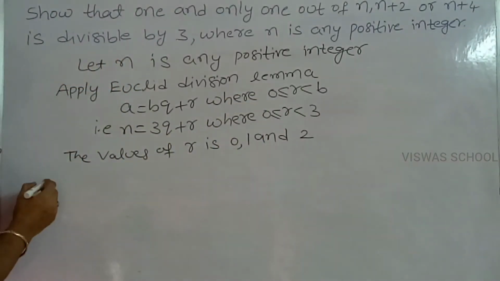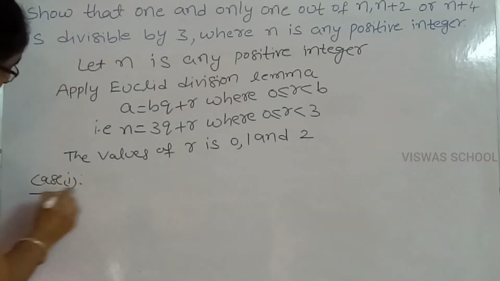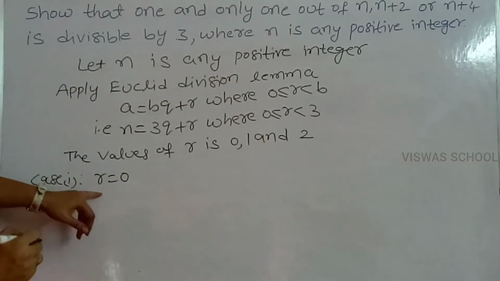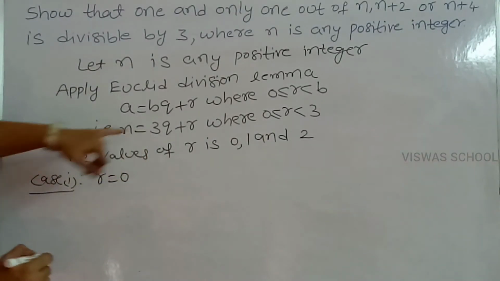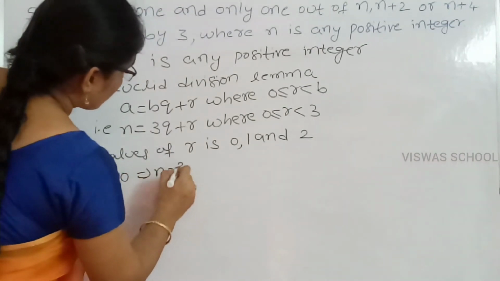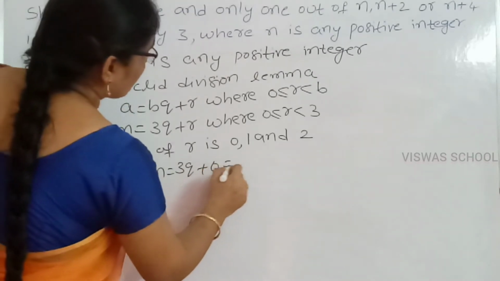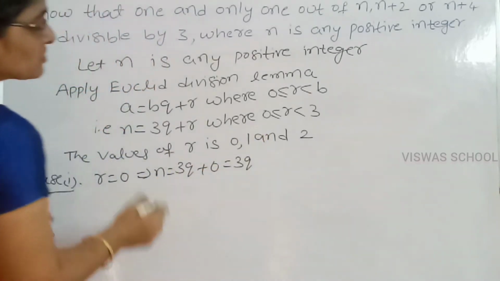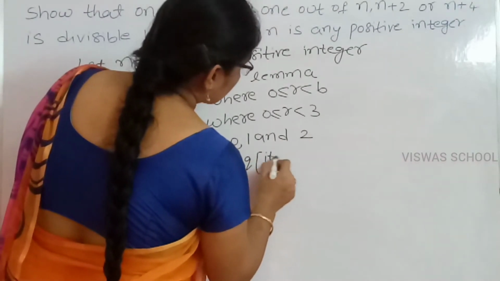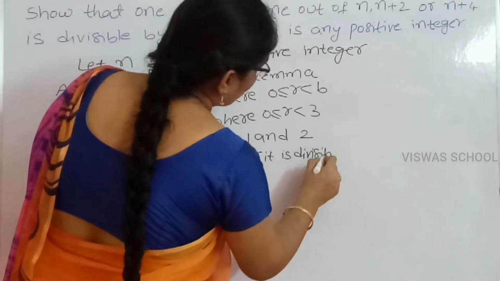In the first case, r equals 0. If r equals 0, what will happen here? n equals 3q plus 0, that is, it equals 3q. This 3q is divisible by 3.